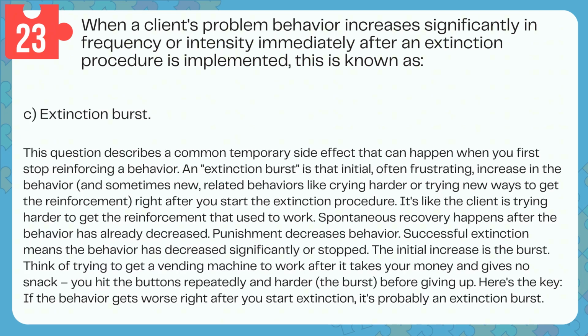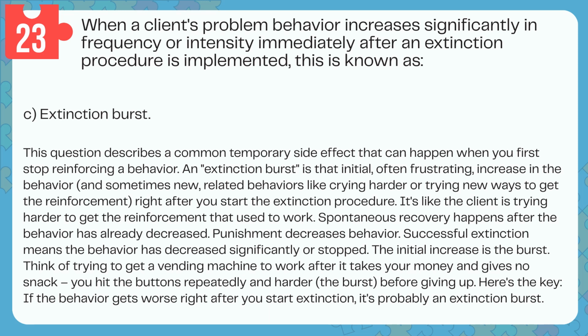Answer C. Extinction burst. This question describes a common temporary side effect that can happen when you first stop reinforcing a behavior. An extinction burst is that initial, often frustrating, increase in the behavior, and sometimes new related behaviors like crying harder or trying new ways to get the reinforcement. Right after you start the extinction procedure, it's like the client is trying harder to get the reinforcement that used to work.